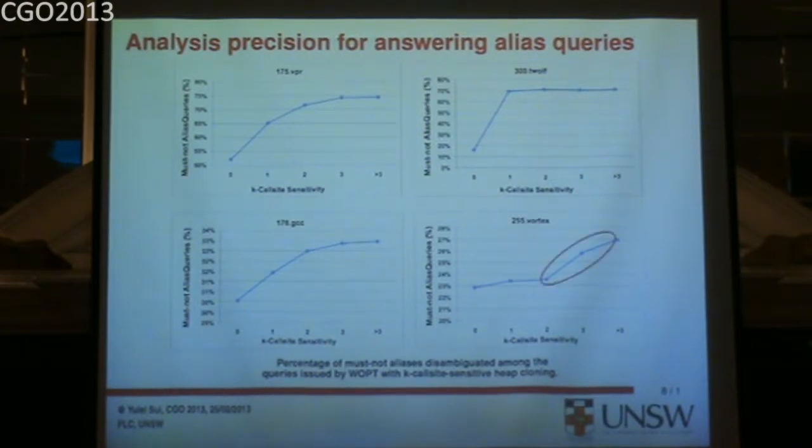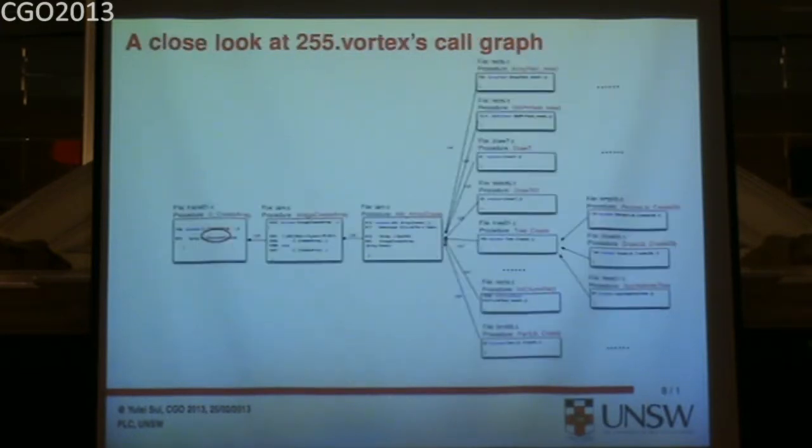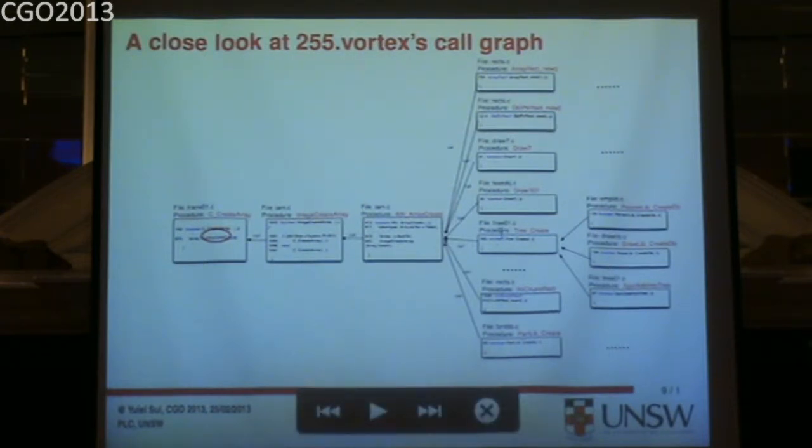And for some examples, like vertex, we can see that the biggest precision improvement happens when k equals 3 or greater than 3. Let us take a look to discover the reason behind it. Here is the call graph of this program. Actually, this is a database program. If you want to create a database, you have to create trees. And finally, if you want to create trees, you have to create arrays and different attribute arrays. And finally, at the bottom of the call graph, there is an allocation site.